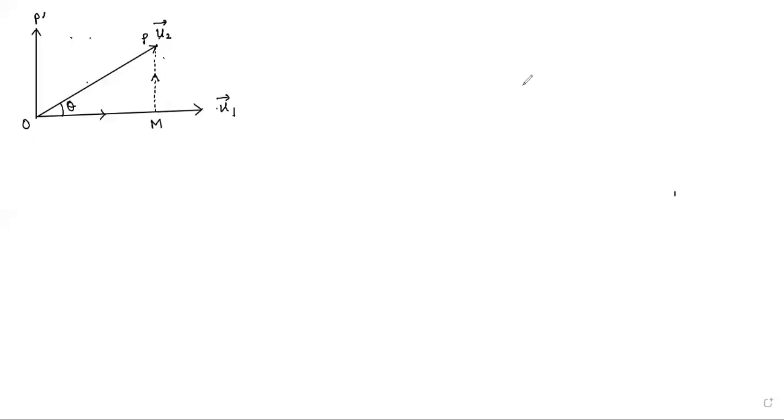And I finished up to this point. I'm again rewriting the thing. So I was calculating the OM vector. OM vector was given by U1 dot U2 divided by mod of U1 vector multiplied by the unit vector along the direction of U1.